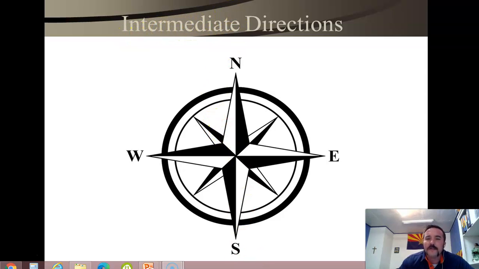Now, north, south, west, and east are called the cardinal directions. That's a big fancy pants word for the main directions: north, south, west, and east. The intermediate directions are these. Because you know you don't always go just north and then west. Sometimes you can go this way.